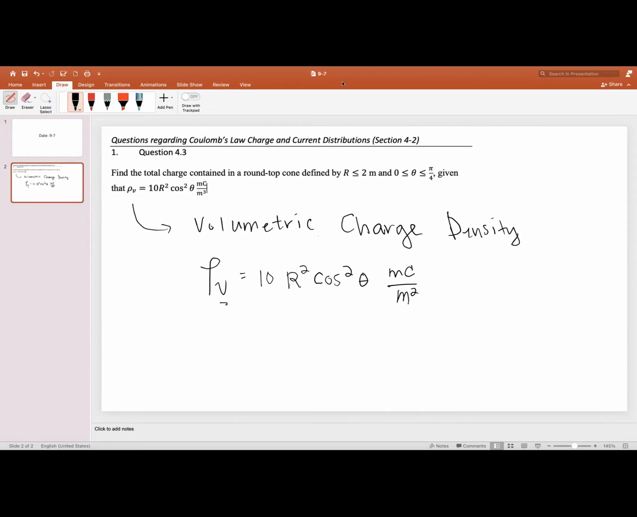I'll give you a moment to draw this round top cone on your paper. So begin the problem by sketching the round top cone so that we know where these charges are located. We have a charge density inside of a round top cone. Take a moment and sketch the round top cone.